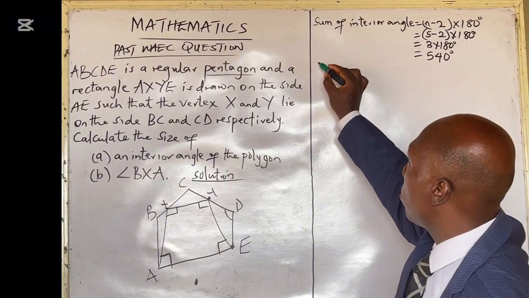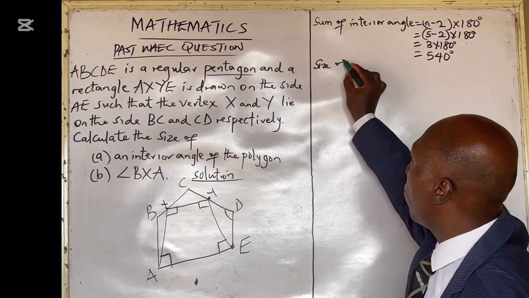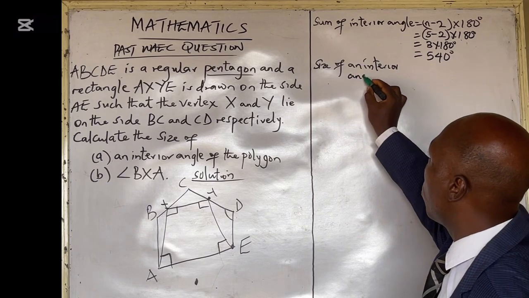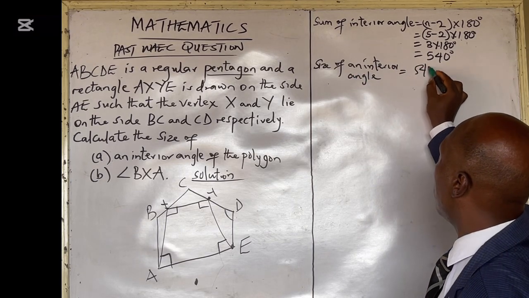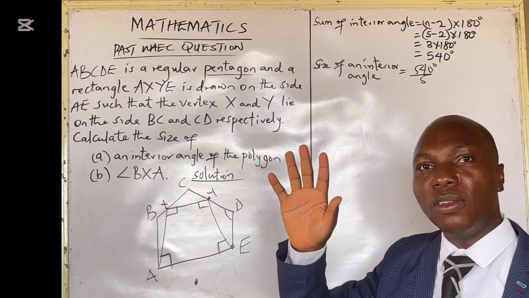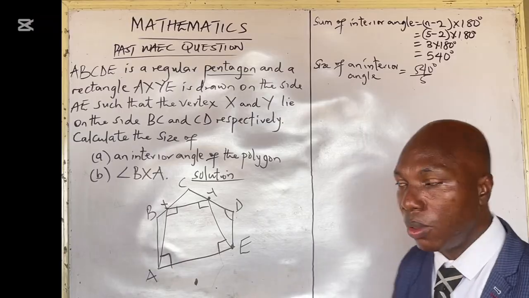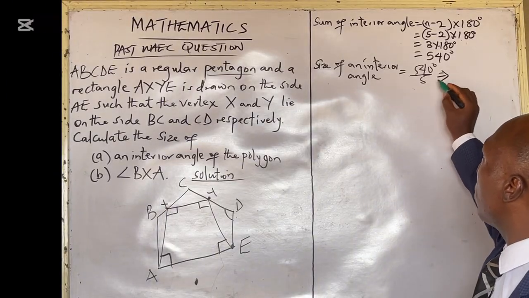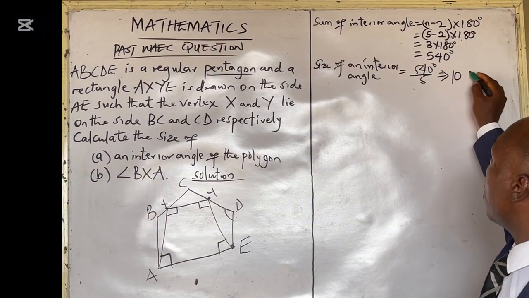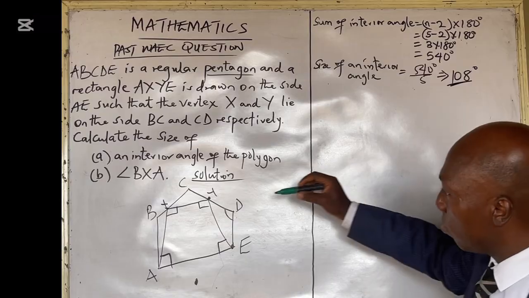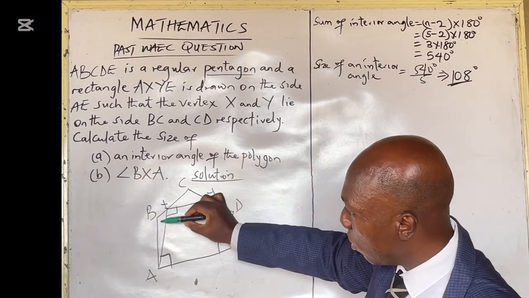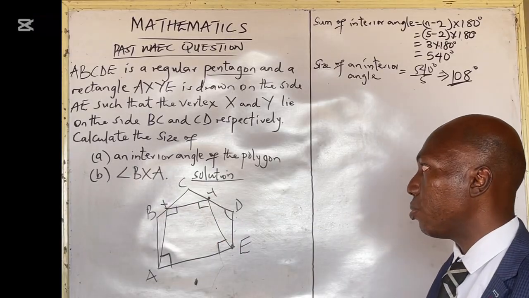But the question is asking for the size of an interior angle of the polygon. So the size of an interior angle will be 540 degrees over 5. Since the angles are 5 in number and the sum is 540, one of them will be 540 divided by 5. 5 in 5, 1. 5 in 4 is impossible. 5 in 40, 8. That's 108 degrees. This means this is 108 degrees, this is 108 degrees, and so on for each angle of the pentagon.